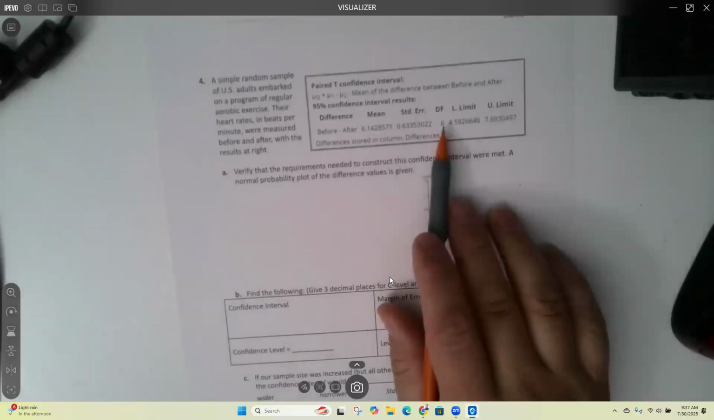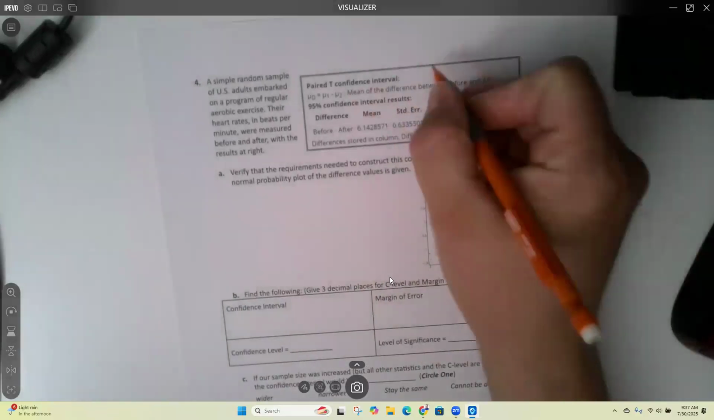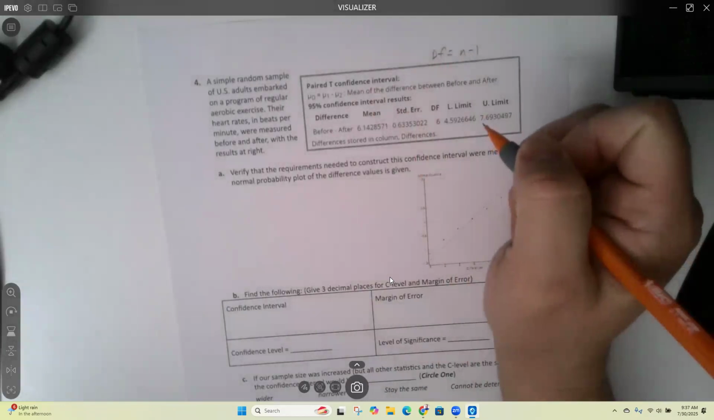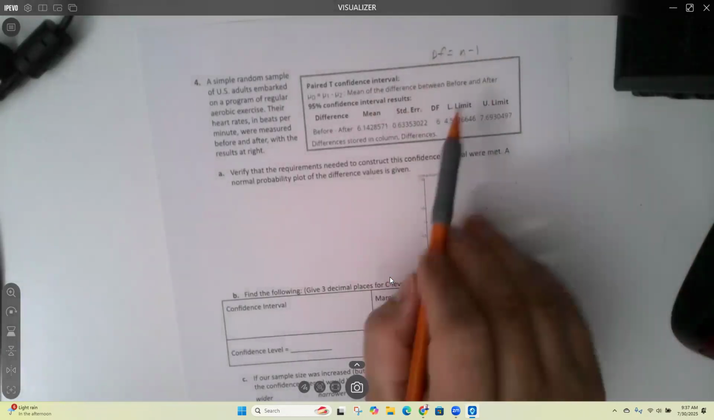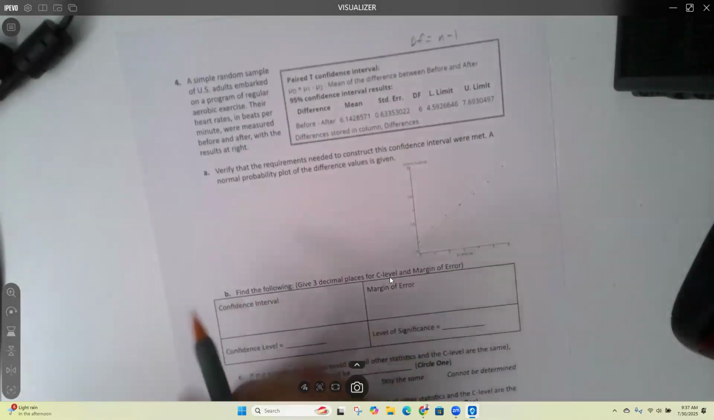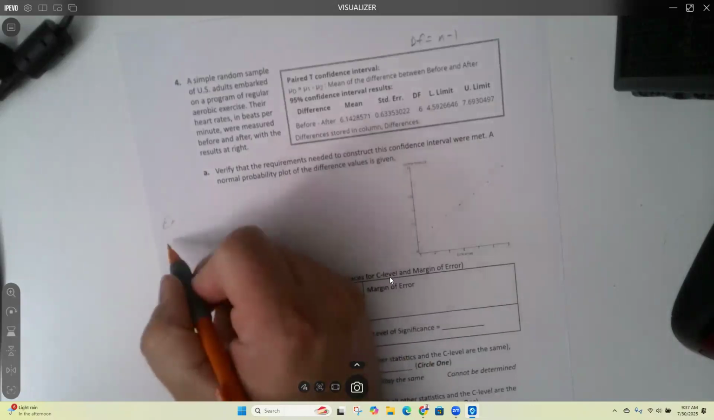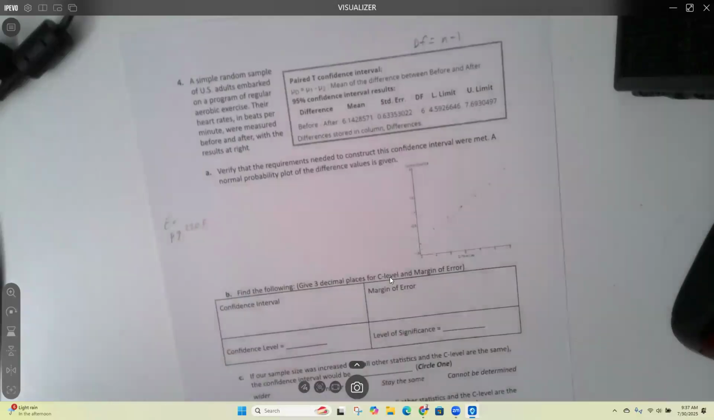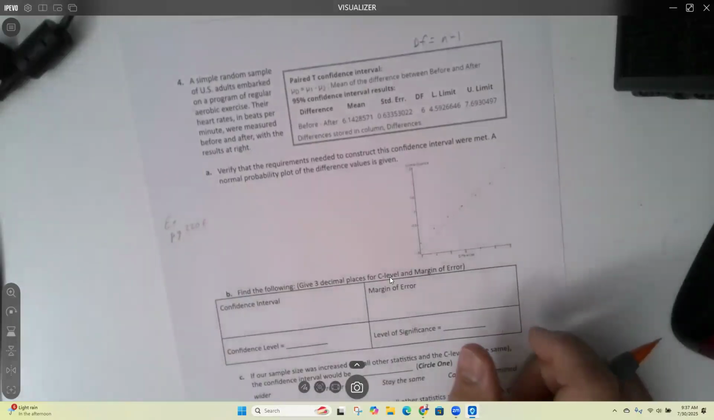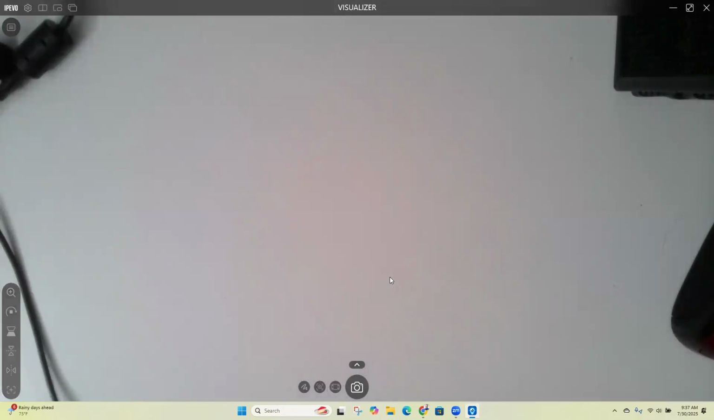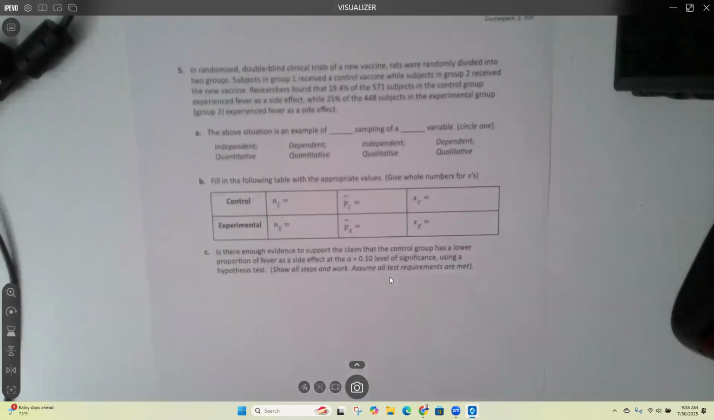Keep in mind that the degrees of freedom is n minus 1, so be careful with that. For this one, find an example on page 220F. Okay. Page 529.